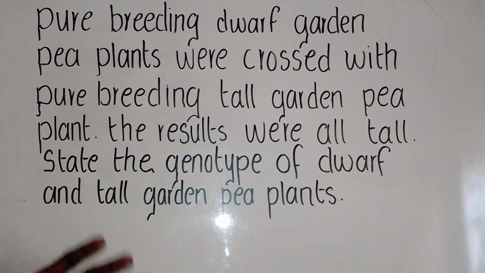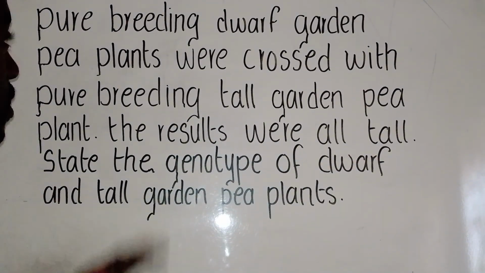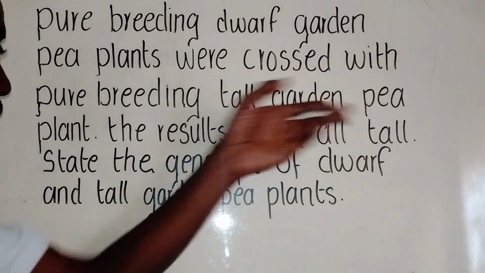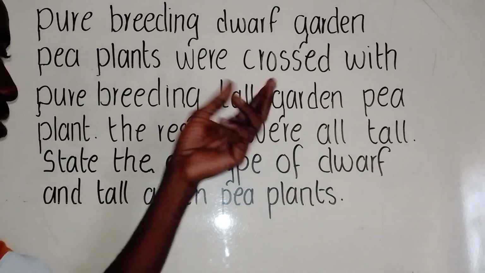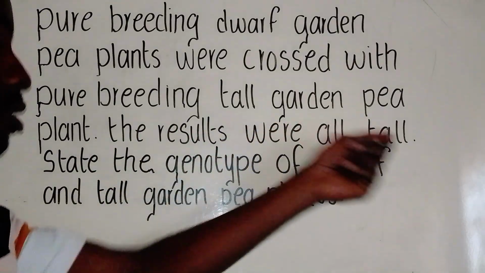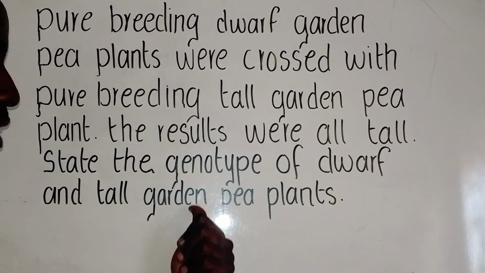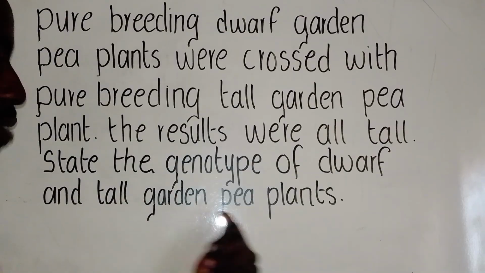Okay, so we have a biology question that says pure breeding dwarf garden pea plants were crossed with the pure breeding tall garden pea plant. The results were all tall. State the genotype of dwarf and tall garden pea plants.